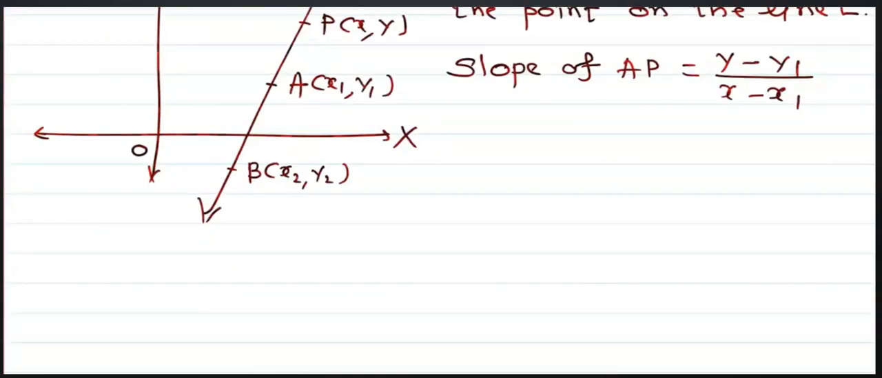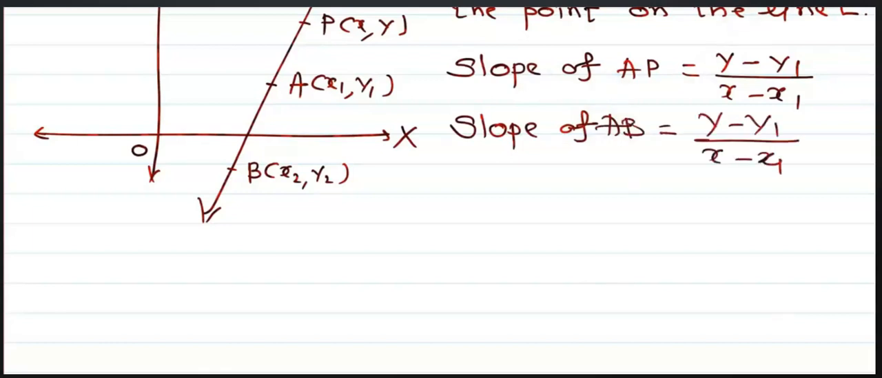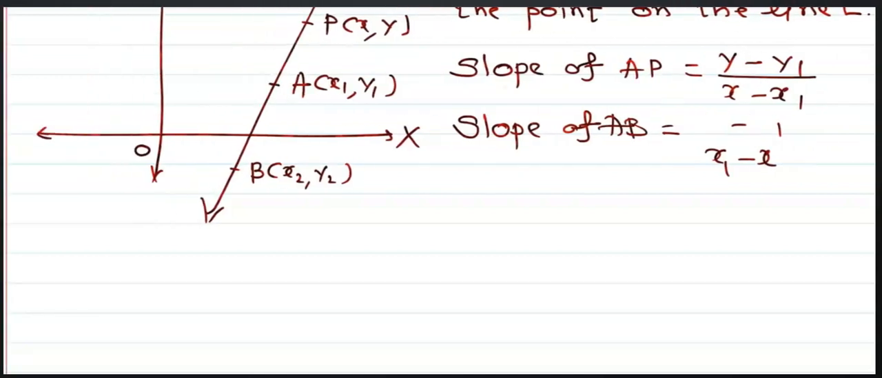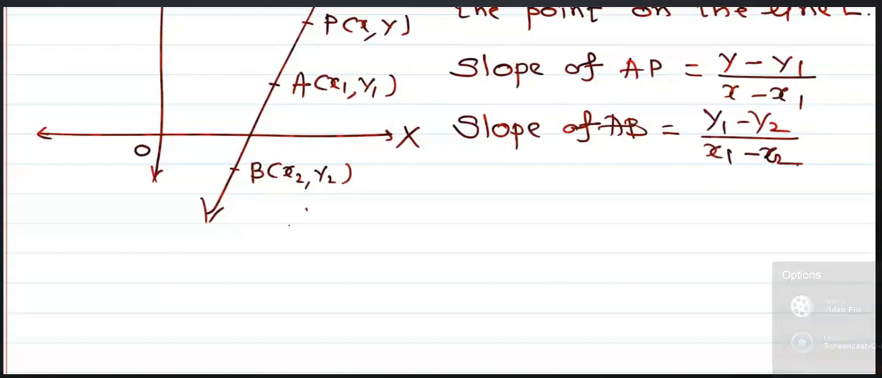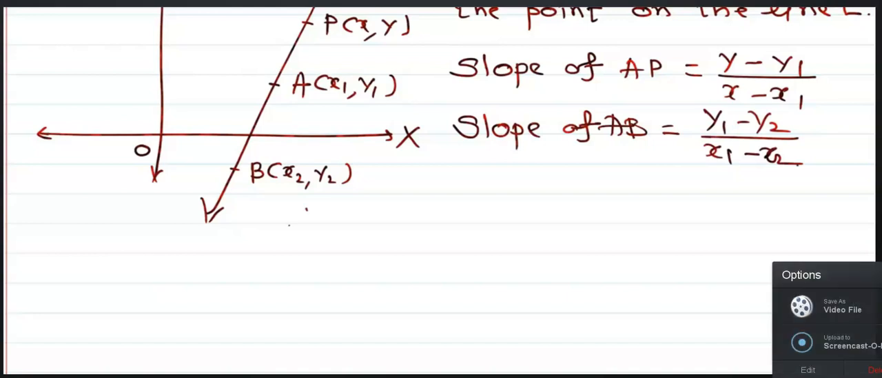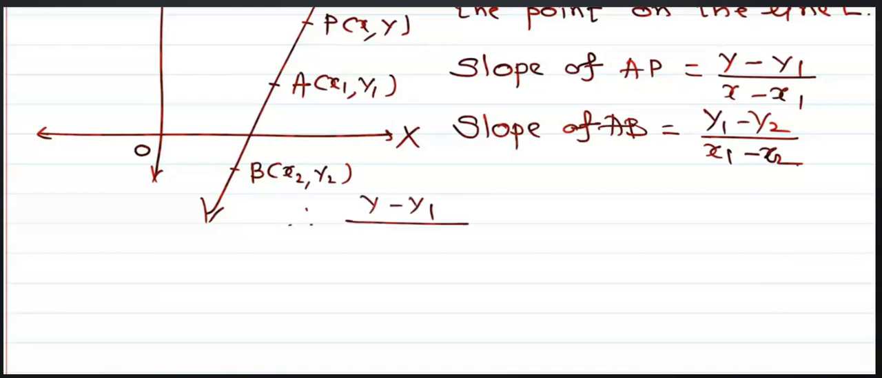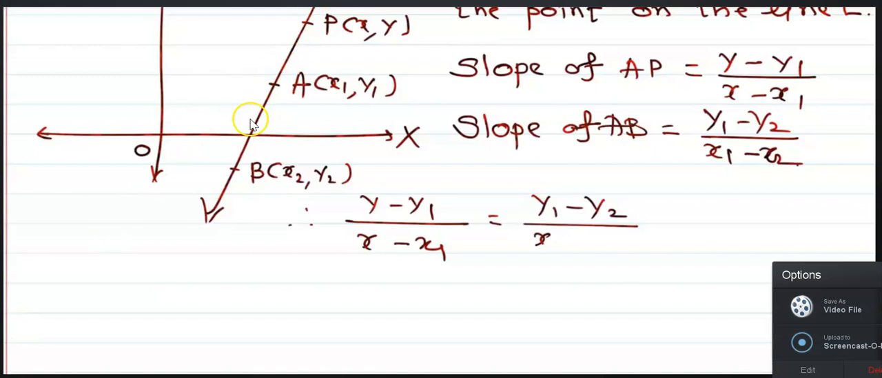Now, next, the slope of AB. Now we know these two points. The slope of AB is (y1 minus y2) upon (x1 minus x2). That is the difference of y coordinates upon the difference of x coordinates, and as the points A, P, B lie on the same line, they are collinear.